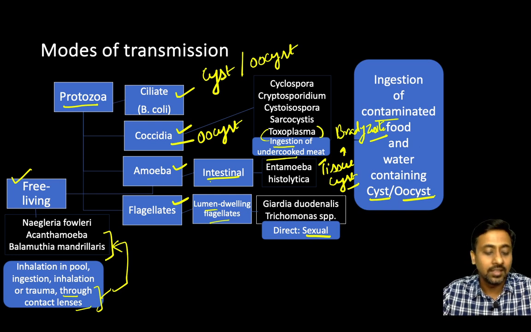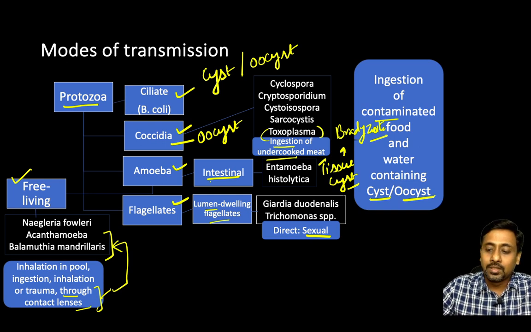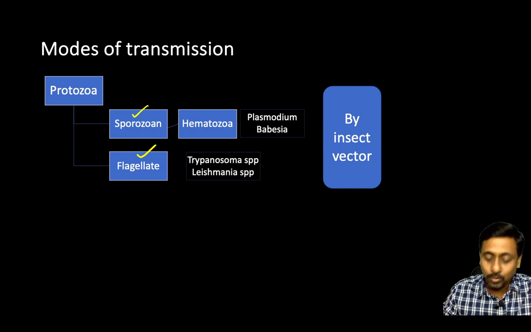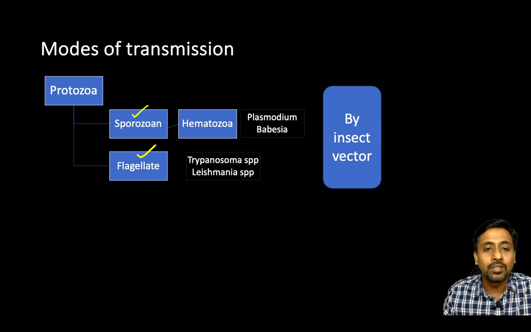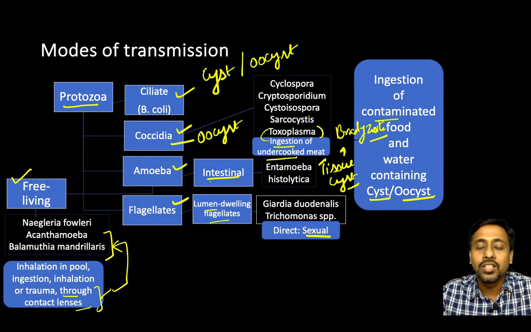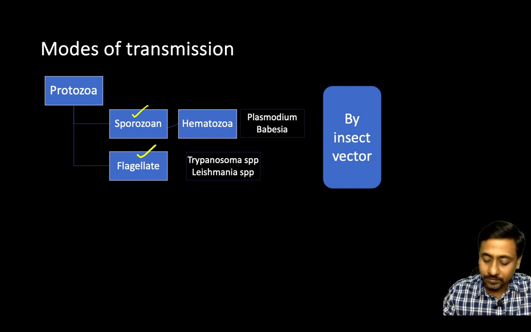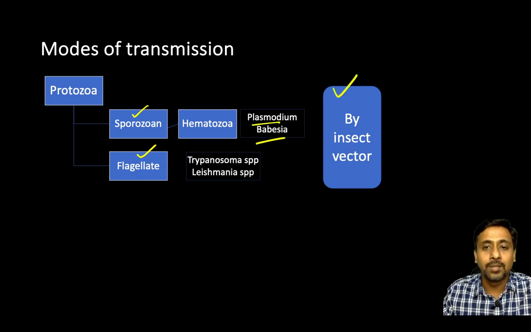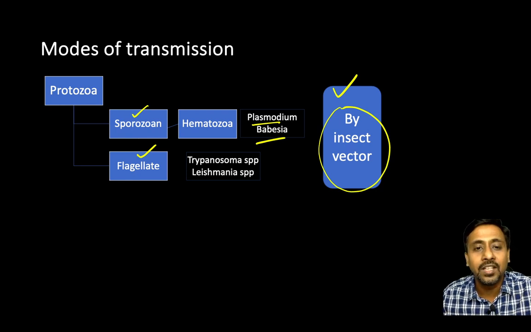Okay, so Naegleria fowleri through inhalation, Acanthamoeba and Balamuthia mandrillaris commonly through ingestion and inhalation, but can also be transmitted through contaminated contact lenses. Okay, so now moving on to the sporozoans and the remaining flagellate, that is the hemoflagellate. In sporozoans, the coccidians are transmitted through ingestion of contaminated food and water. However, the hematozoa, as they are present inside blood or tissue, that is Plasmodium and Babesia, the mode of transmission is by insect vector.